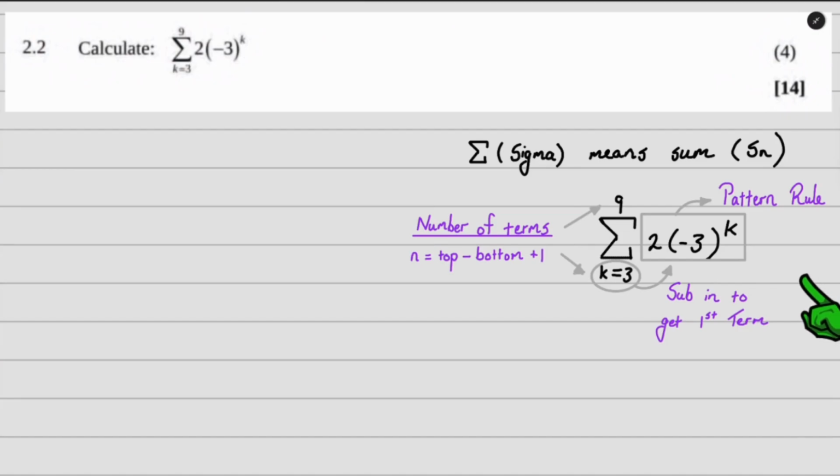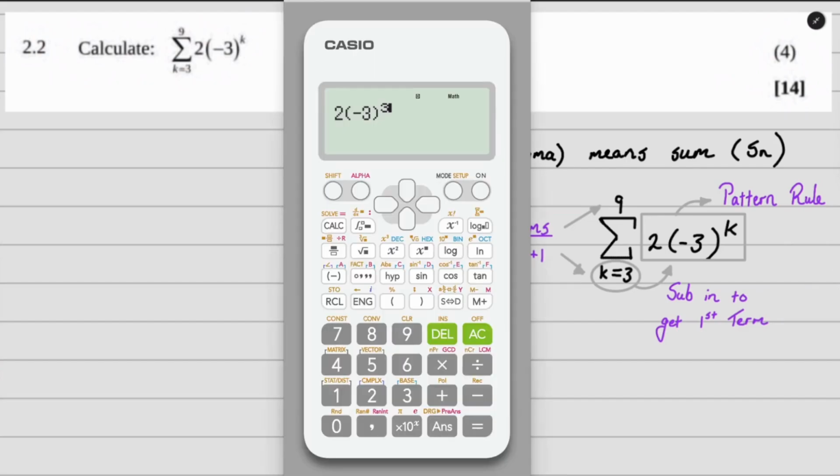I just bust out my calculator and sub this number in, and it pops out my first term. So instead of a K, I just put a 3 like this, and I press equals, and my first term is minus 54. To get the second term, you add 1 to the previous K value. So I'm going to overwrite that 3 to be a 4, and it pops out my second term, which is 162.